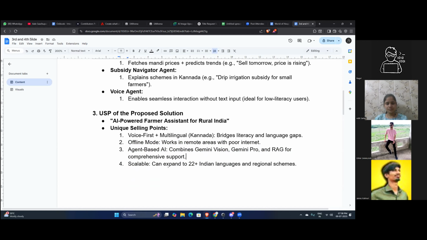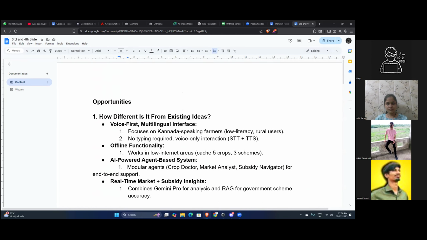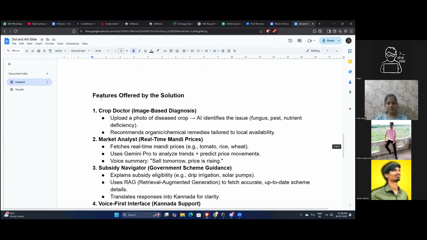Next one is scalable. It can expand to the 22-plus Indian languages, right? And that's based on the regional scheme. So this is the third slide, on the opportunities. And for the fourth slide, the features offered by the solution.